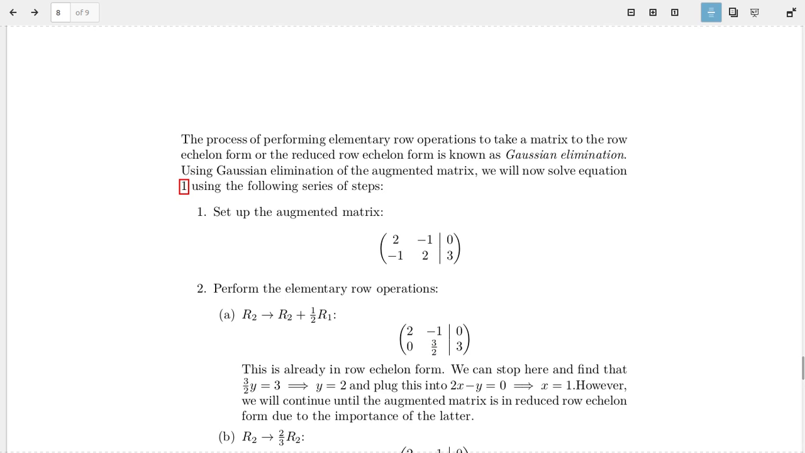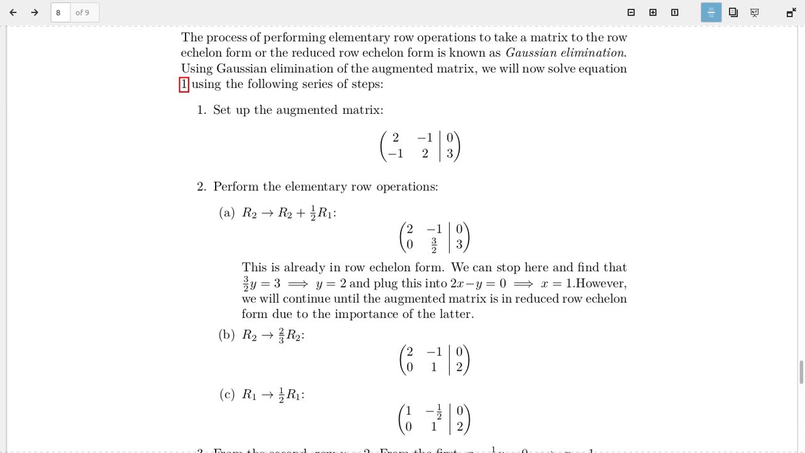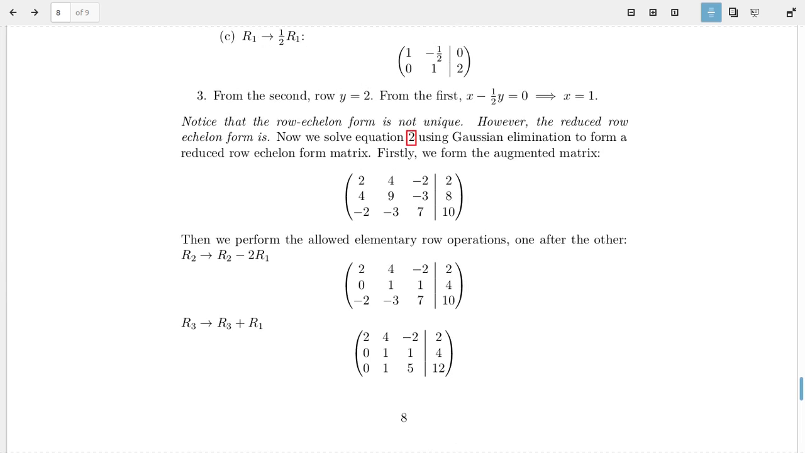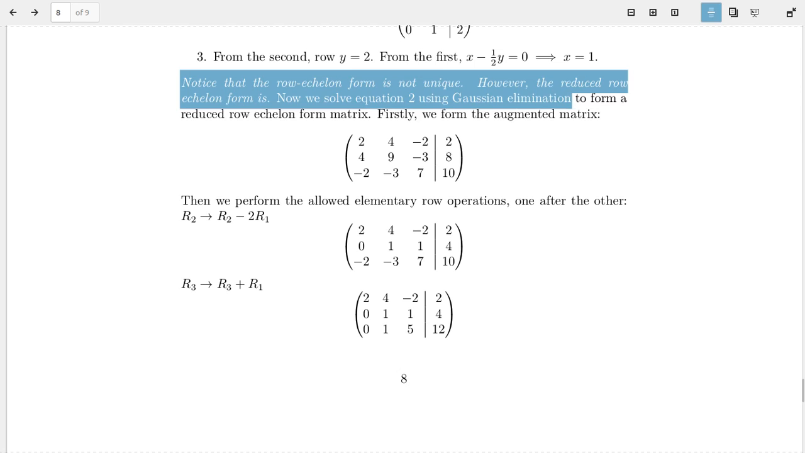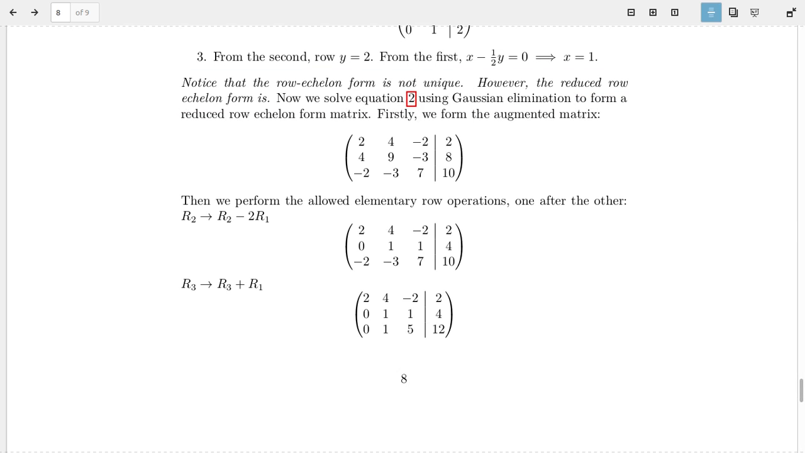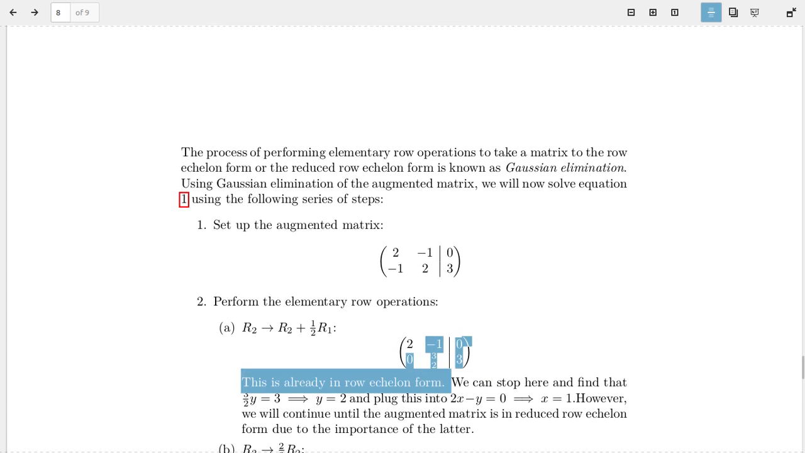So we'll look at the reduced row echelon form on this later. However, there's another thing that's important: the row echelon form is not unique. However, the reduced row echelon form is. What do I mean by that? Notice that here we have the row echelon form, right? 2, minus 1, 0, 0, 3 over 2, 3.